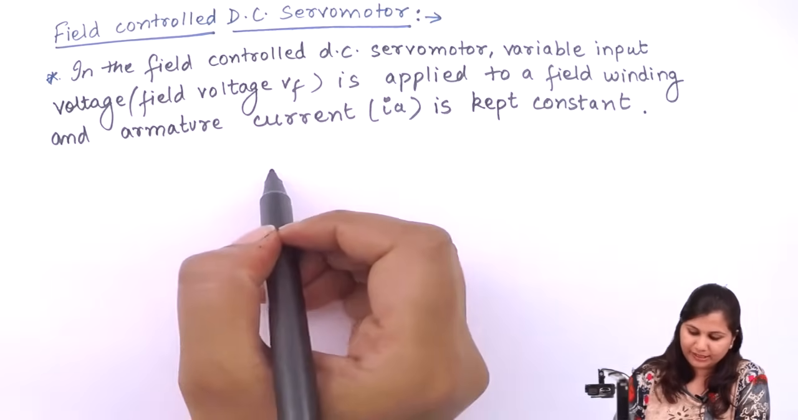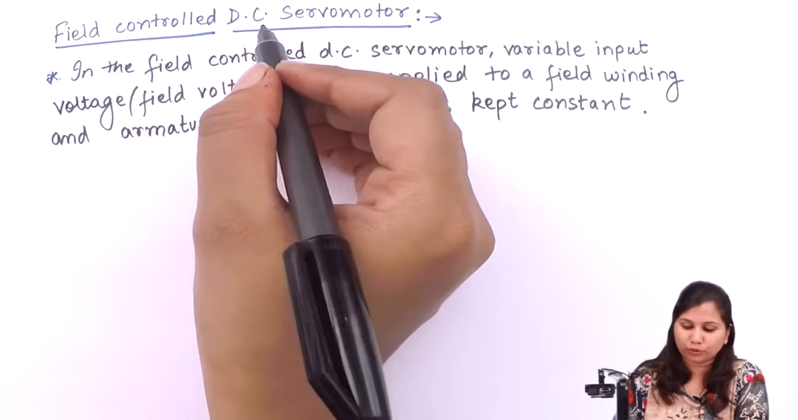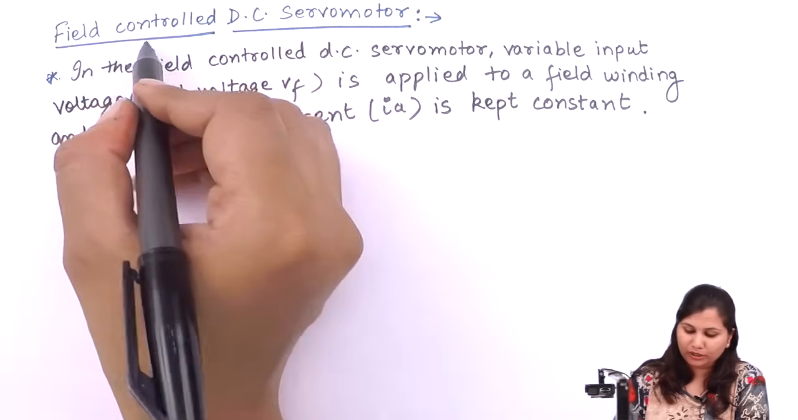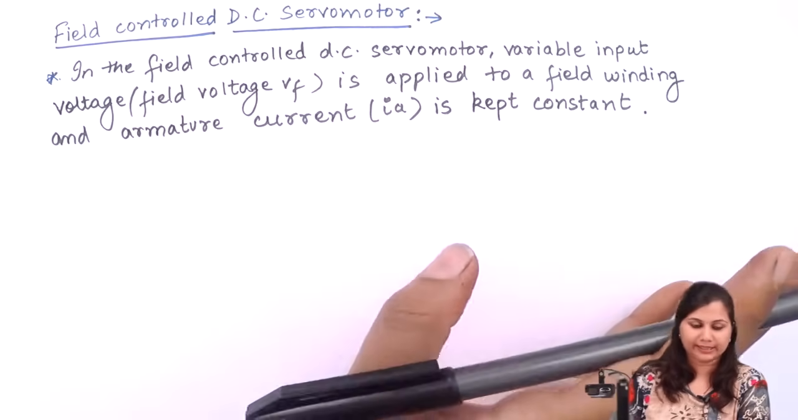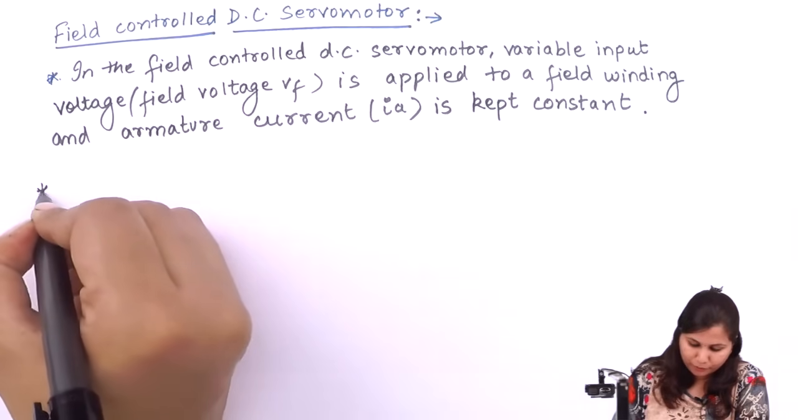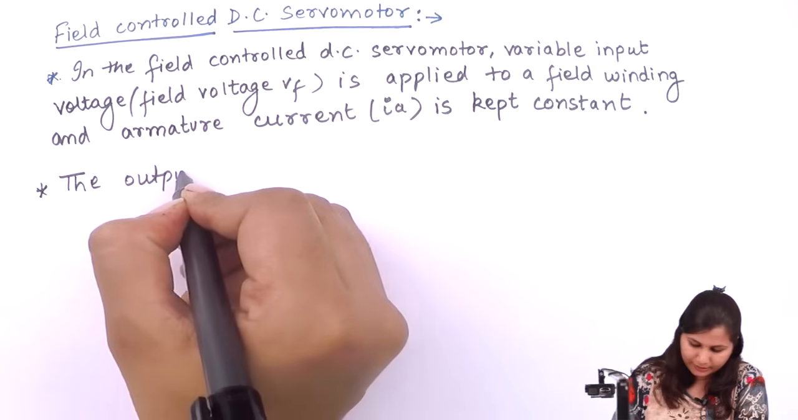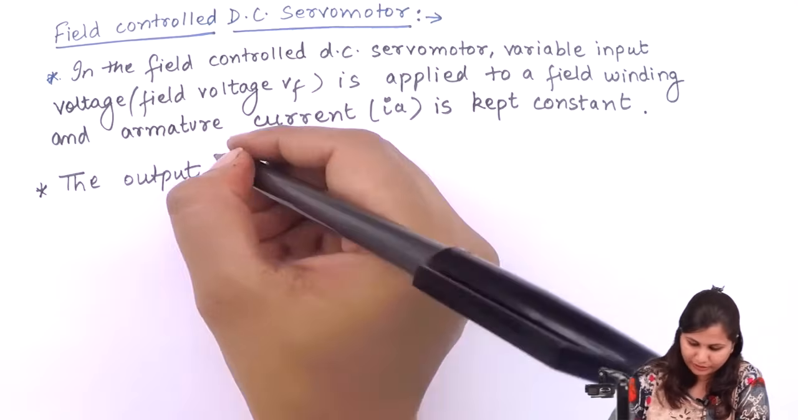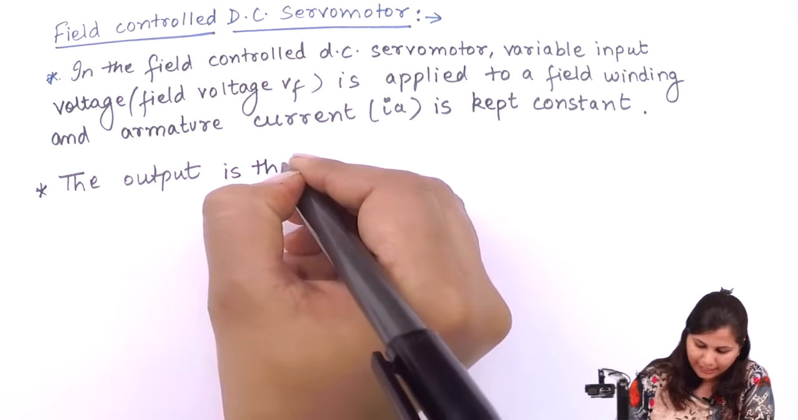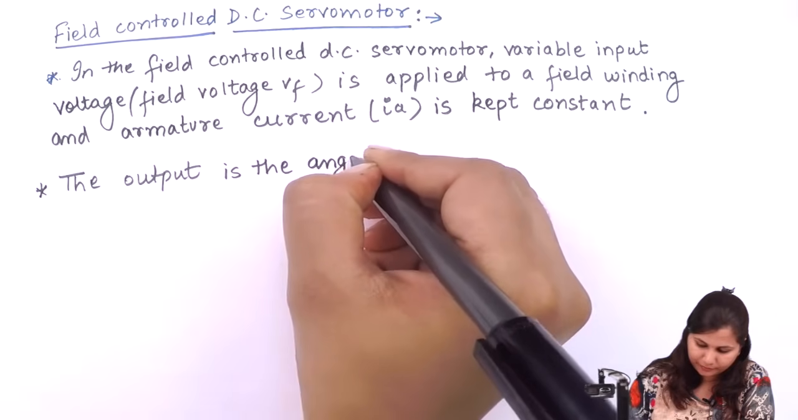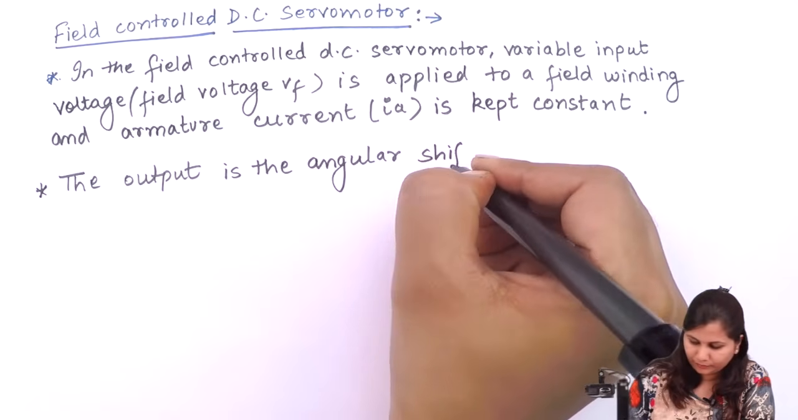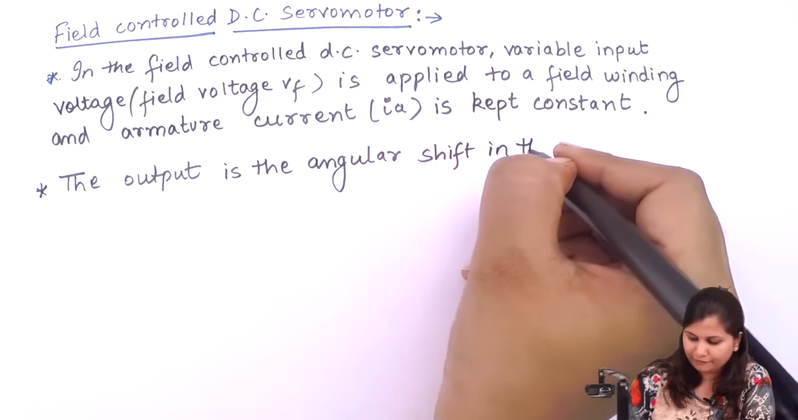So this type of DC servo motor is known as field controlled DC servo motor because the control is on the field side. Now the output of this field controlled DC servo motor is the angular shift in the motor shaft.